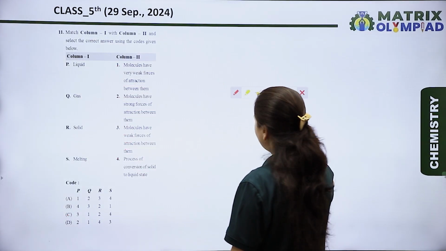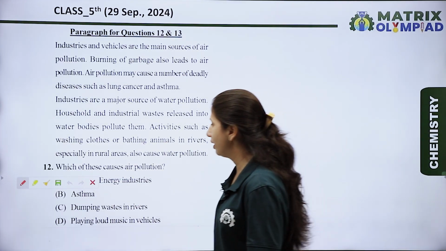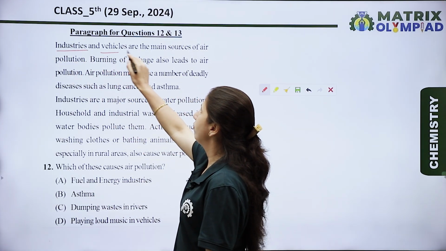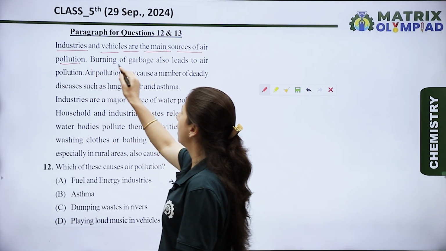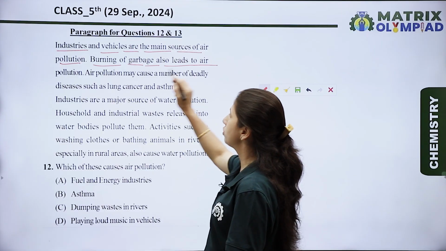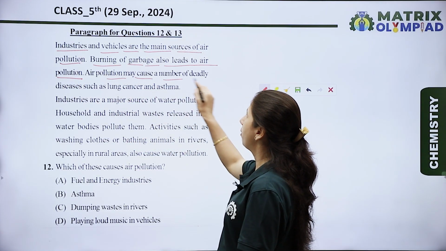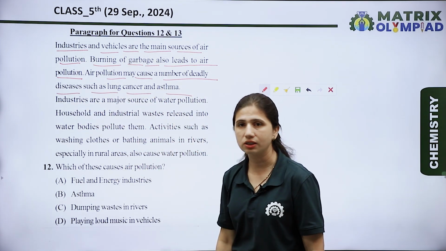Now, let's see the next question. Paragraph based question. Now, let's see the paragraph. The paragraph is: industries and vehicles are the main sources of air pollution. Burning of garbage also leads to air pollution. Air pollution may cause a number of deadly diseases such as lung cancer and asthma.